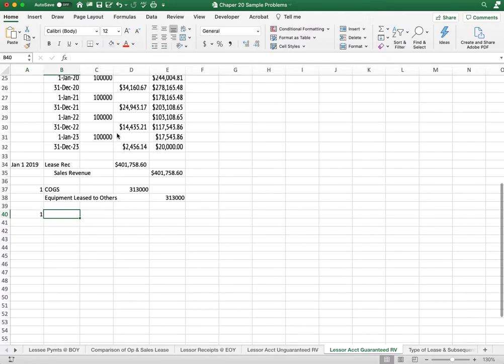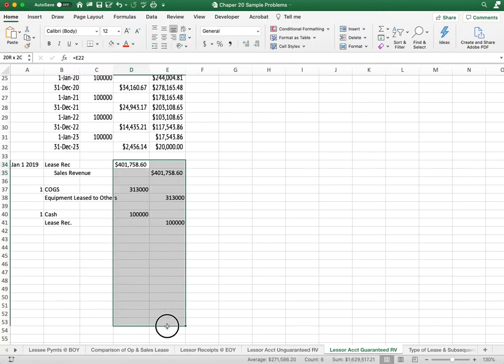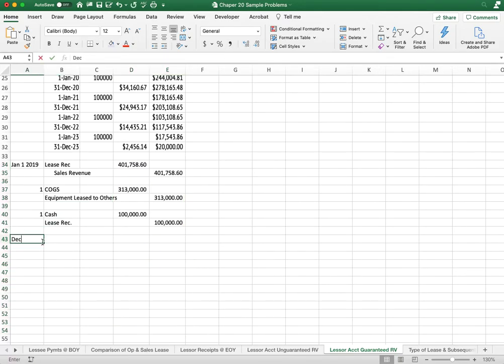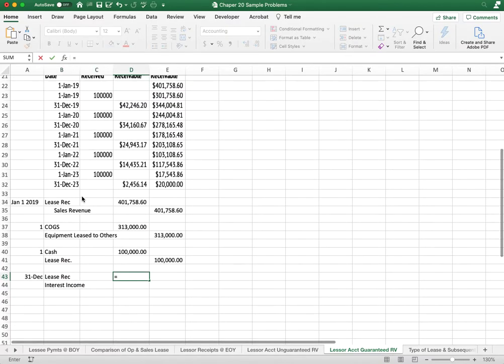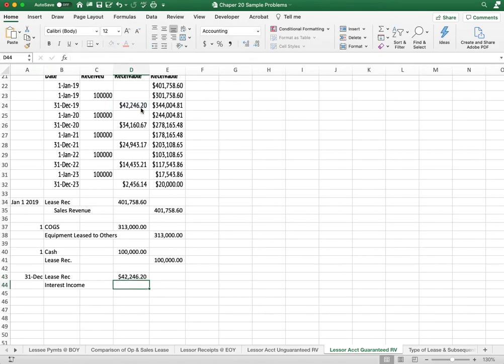Also on the 1st, we receive our first cash payment. So we have a debit to cash and a credit to lease receivable for $100,000. Then December 31st, we're going to have lease receivable and interest income, which we can pull down from our table, the $42,246.